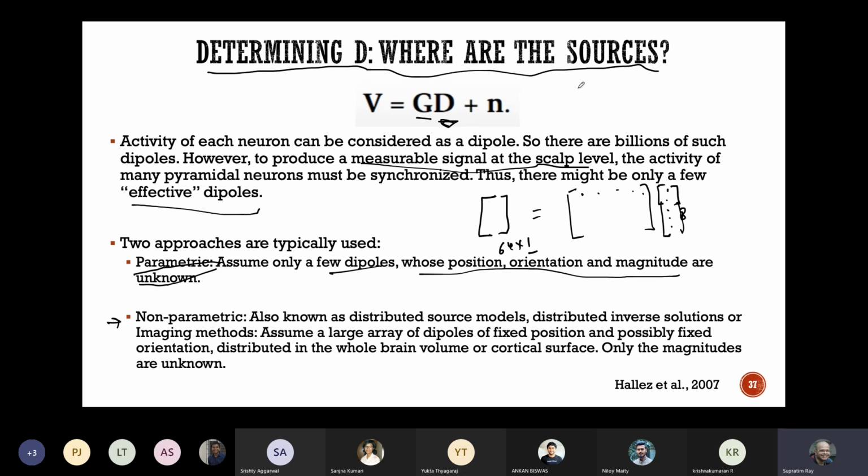Okay, now it's a very difficult thing. I've got a 64 cross 1 thing here. So this is now going to be a very fat matrix, 64 cross 1000 or 10,000, let's say. And I've got 10,000 dipoles here. But I can solve this before starting anything else. And then say that once I have this G, can I find some D values which will give me this V vector that I have.